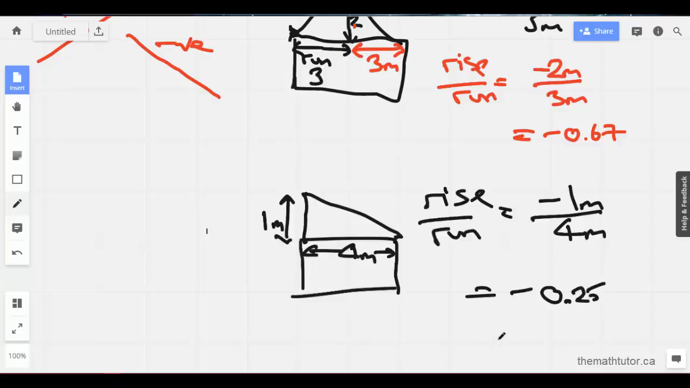So the slope is minus 0.25. And that's it for talking about roofs, and in the next video or so we'll start talking about rise and run of lines on graphs and how they can work together, how you can use information from one line to find things out about another line. And that's a bit for now.